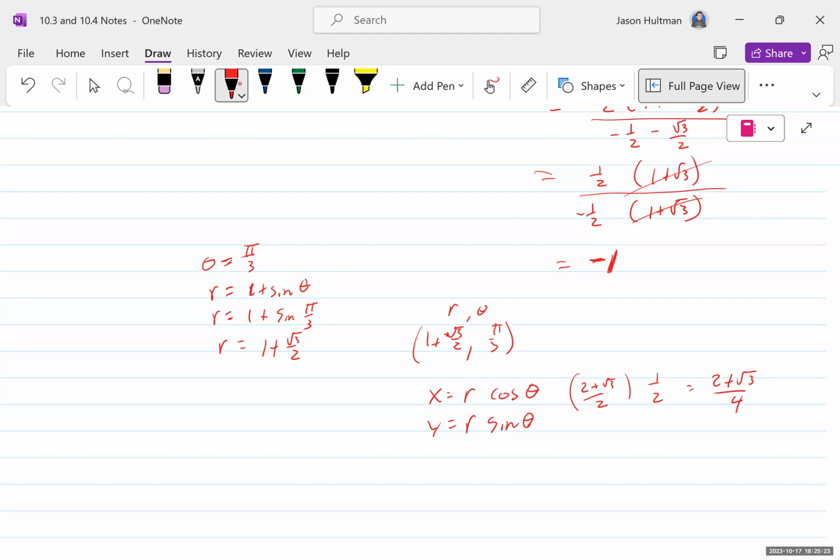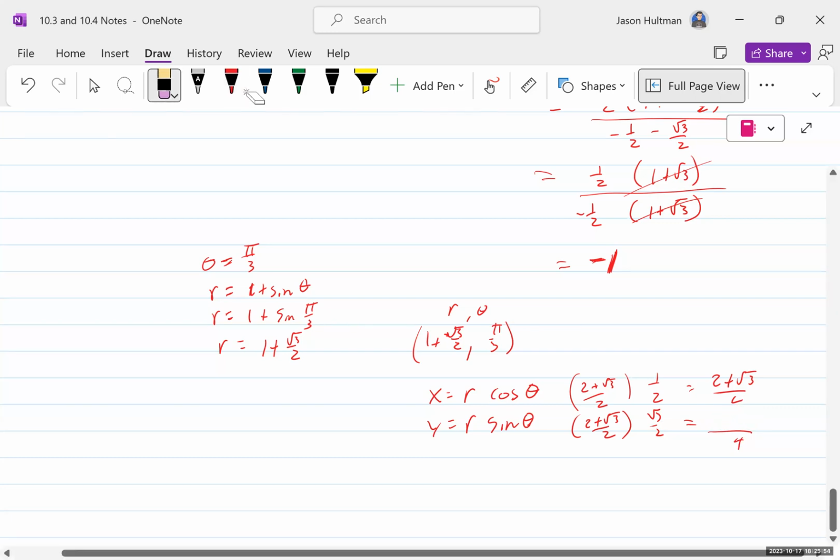What about the y coordinate? That's r times the sine of theta. So r is 2 plus radical 3 over 2, and the sine of pi over 3 is radical 3 over 2. So what's this going to become? This is going to become 2 radical 3, when I distribute the radical 3, plus 3, all over 4.